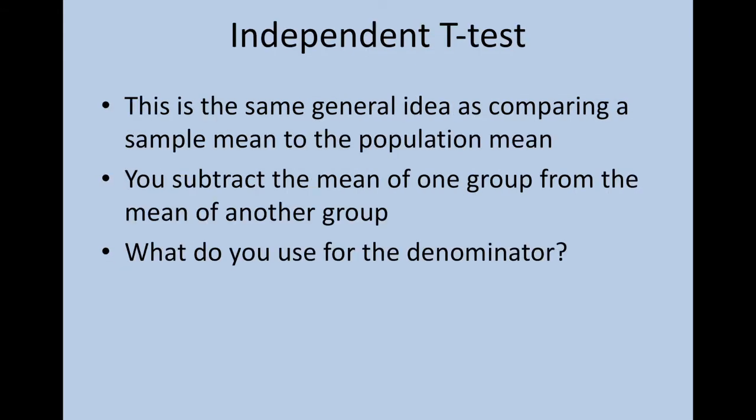Now let's look at an independent t-test. This is the same general idea as comparing a sample mean to the population mean, but a lot of times you don't have the population mean. You just have two sample means. So you're going to subtract the mean of one group from the mean of the other group. But what do you use for the denominator? I mean, standard deviation divided by the square root of n, but what standard deviation? For which group? So the answer to that is your denominator is the pooled standard deviation.